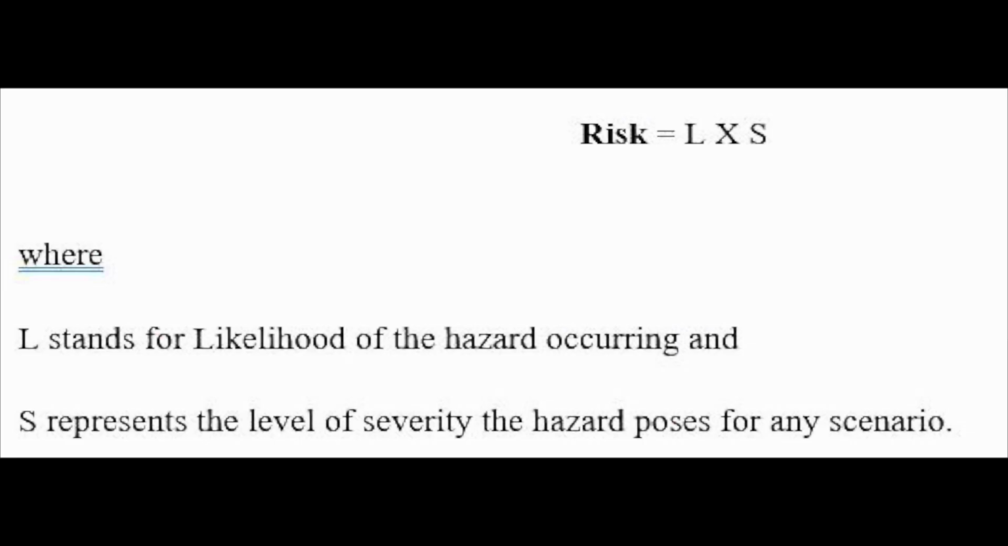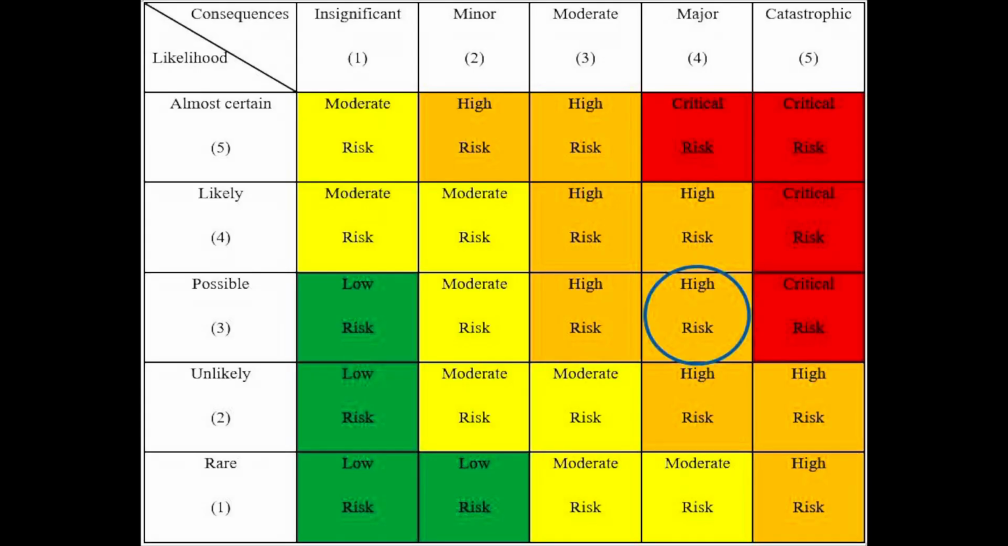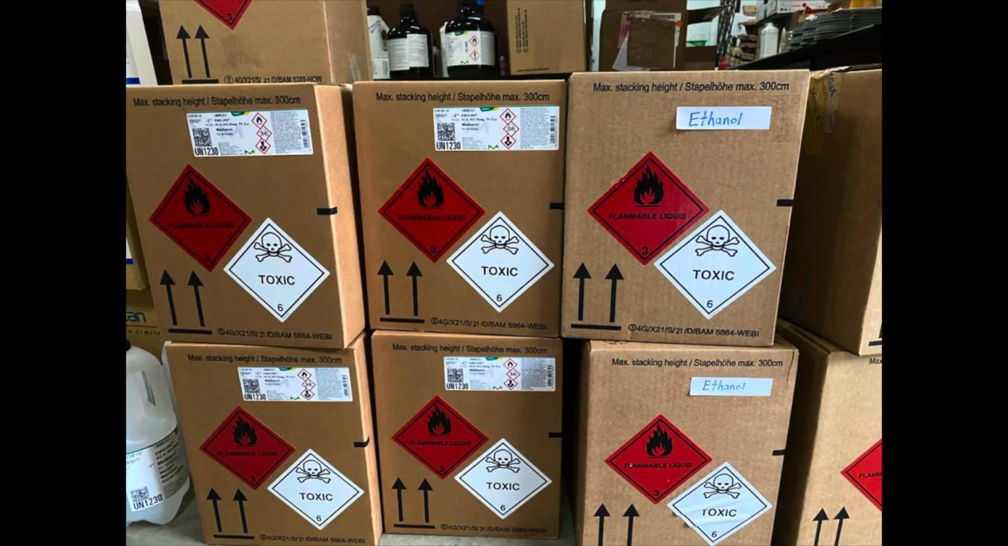To calculate the risk, we use the formula R = L × S, where L stands for likelihood of the hazard occurring and S represents the level of severity the hazard poses for any scenario. So the likelihood of this hazard is 3 and the severity is 4, which brings the risk to be at 12. This is considered as a high risk, as we can see from the matrix, and actions are needed to be taken, since chemicals can be very dangerous and can cause serious injuries.